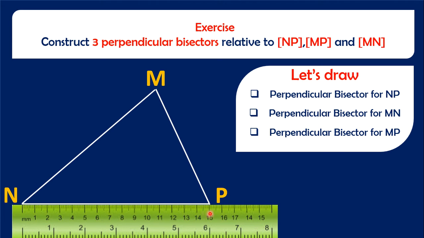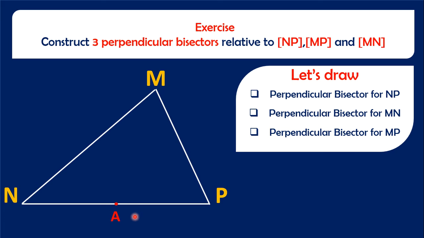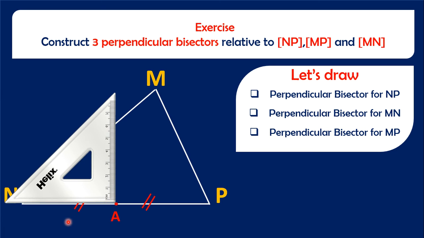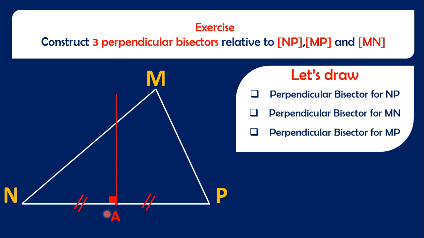So it is 15 centimeters. Half of 15 is 7.5. So our midpoint will be here. We don't forget to put the marks. Now we have to draw a perpendicular line that passes through A. We bring the set square and we draw a perpendicular line. So we get the first perpendicular bisector. It is for NP. So this has finished.